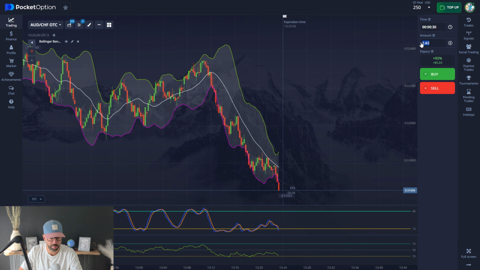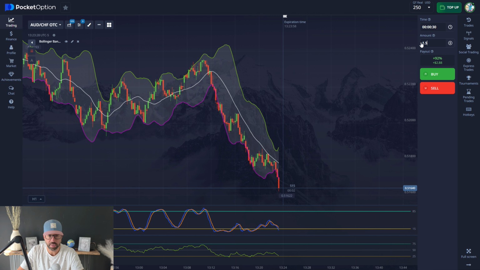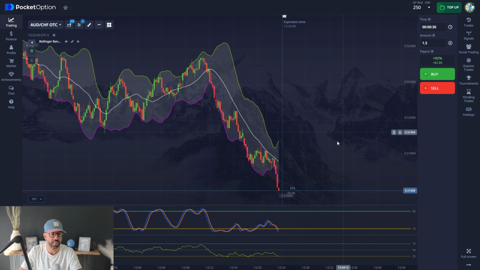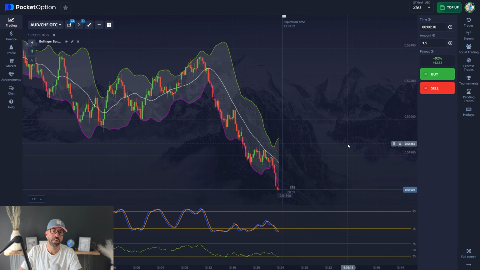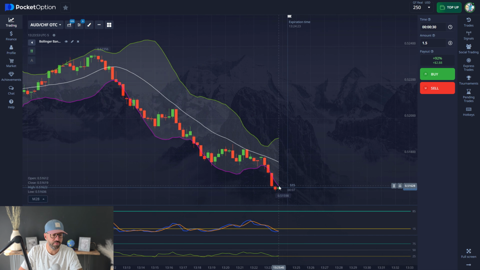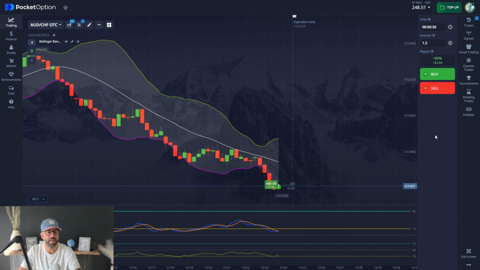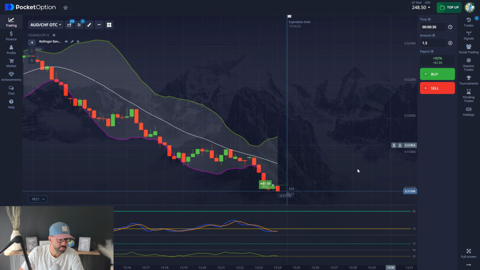Our Ultimate Money Manager told us to put in $1.50. What strategy are we using today? This is the Bollinger Band strategy along with the RSI and the stochastic oscillator. Our goal is to find candlesticks that are outside of the Bollinger Bands, under the stochastics and under the RSI, which is this one right here. So we're going to buy this one up. May have gotten this one a little bit too early, but let's see what happens.